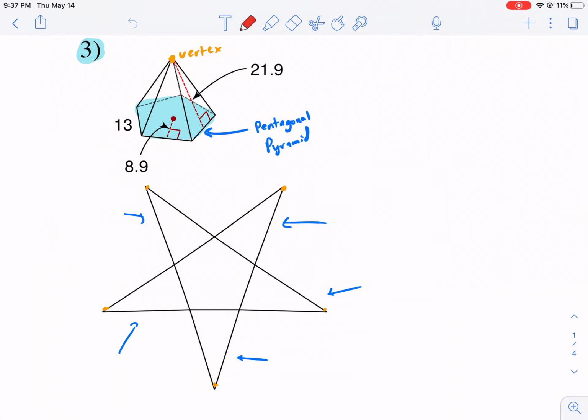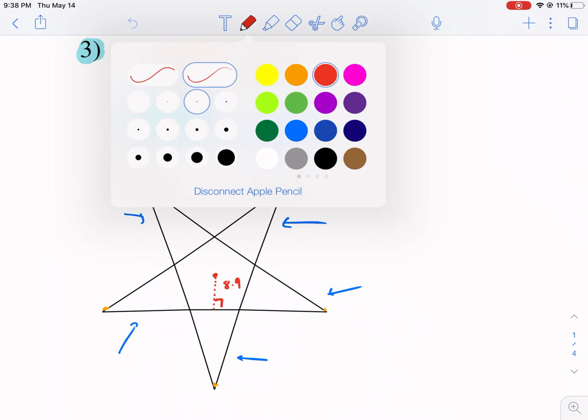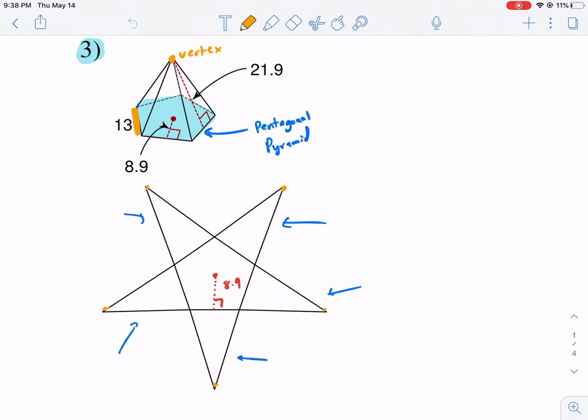Okay, some important measurements here. Well, we have 8.9. This is the apothem of the pentagon. The apothem is useful for the area of the base. Okay, we're not going to be using it for the triangle, but it's very important for the area of the base. The other thing we need to know is this distance here, that 13. That is this distance right here. That is 13. And if that's 13, then all these distances right here are also 13. So we got these labeled.